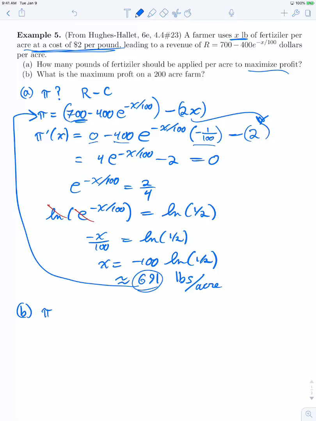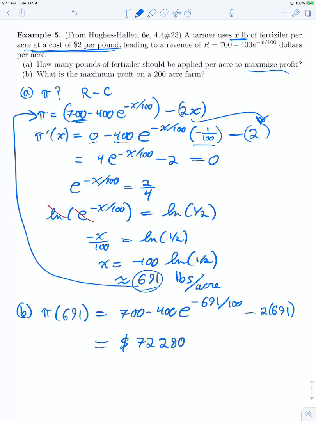So this would be profit of 691 pounds equals 700 minus 400 e to the negative 691 divided by 100, and then all minus 2 times 691. Okay, plug all of that into your calculator and you get 72,280. And that's the end of the example.